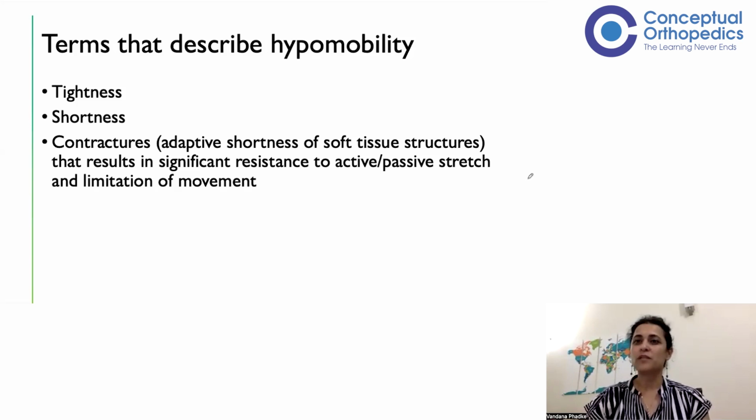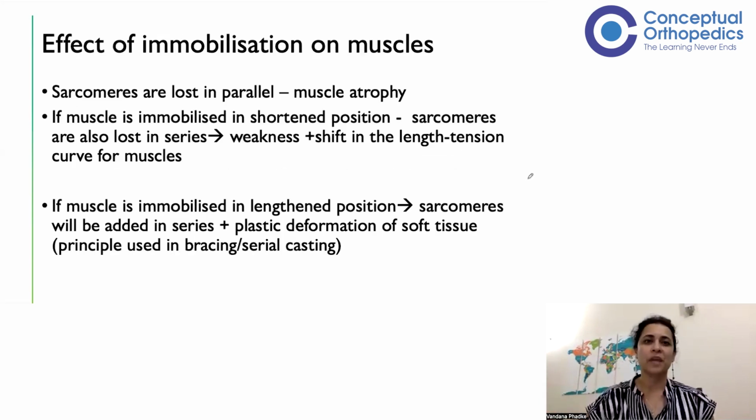We'll just talk about whether it's a muscle-related or a non-contractile-related tightness, and how we go about dealing with it. Anytime a muscle is immobilized, the muscle is not only going to get weaker, that is your muscle atrophy, because muscles are formed by sarcomeres and we lose those sarcomeres in parallel. Whenever they're added in parallel, there's hypertrophy. When they are lost, you get atrophy. So whenever a muscle is immobilized, sarcomeres are definitely lost in parallel, which causes muscle wasting or atrophy.